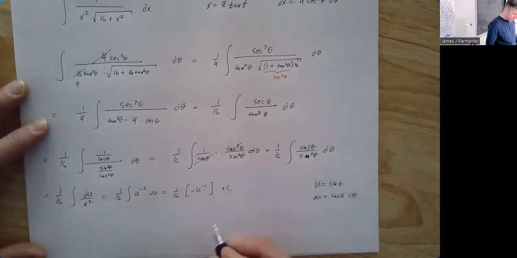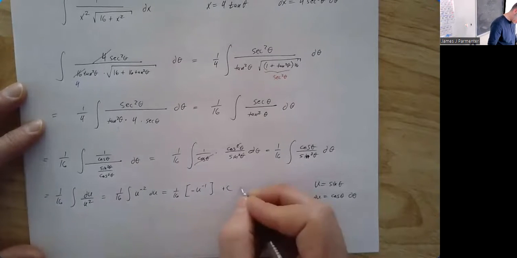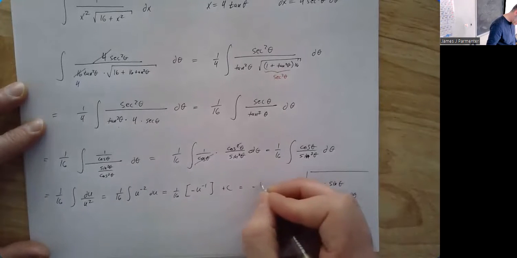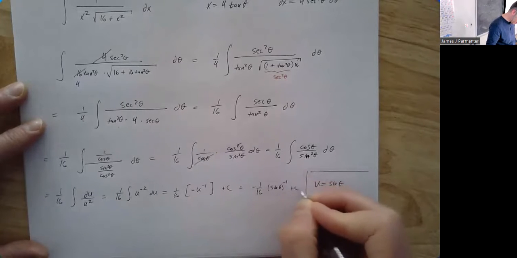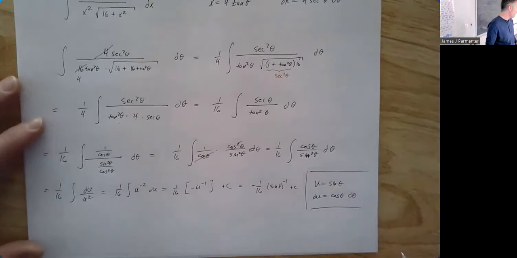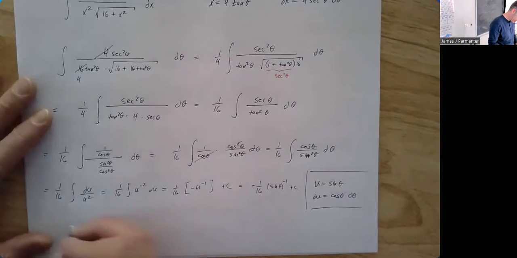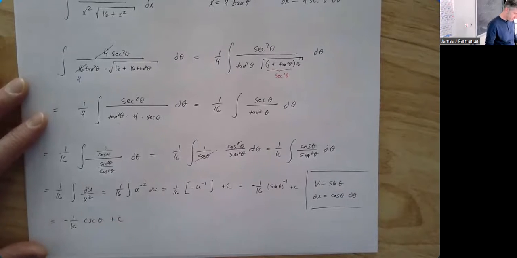Let's see. And then plugging back in what u is equal to, I've got negative 1/16 sine of theta to the -1. And nobody's writing sine of theta to the -1. What should we write instead? Cosecant theta, right? Sine theta to the -1 is just cosecant. So really what I have here is negative 1/16 cosecant of theta plus C.